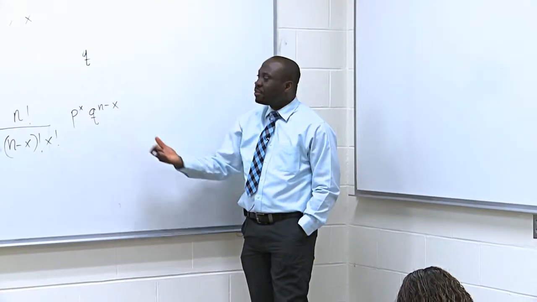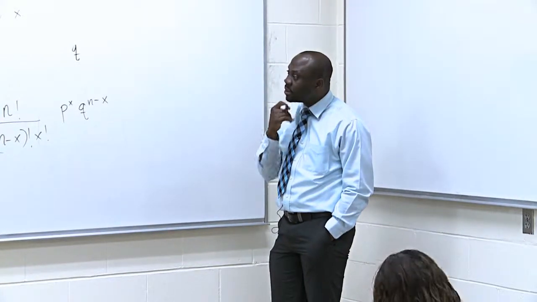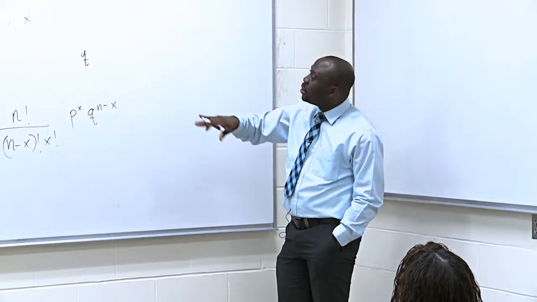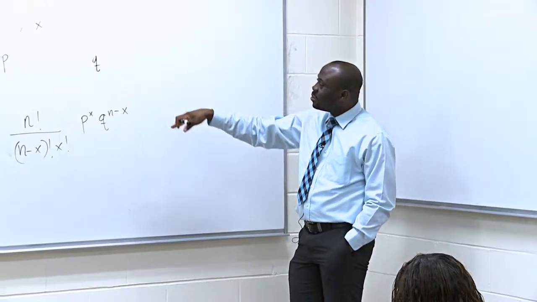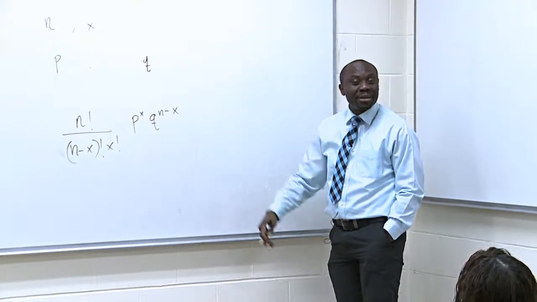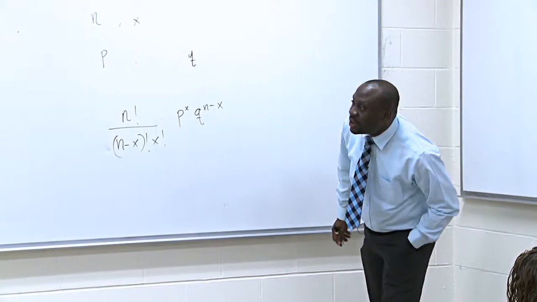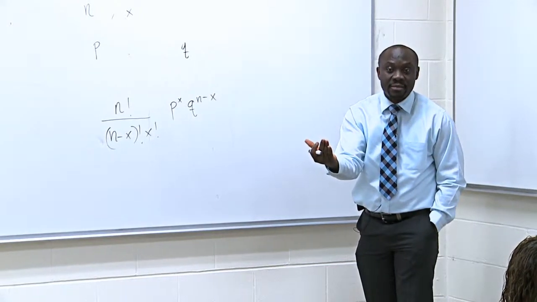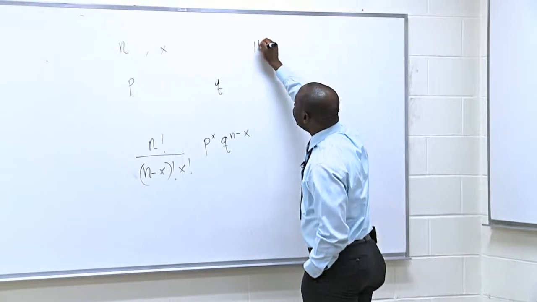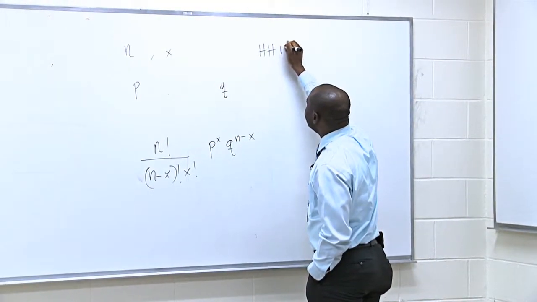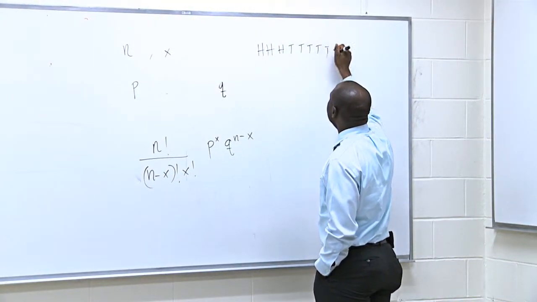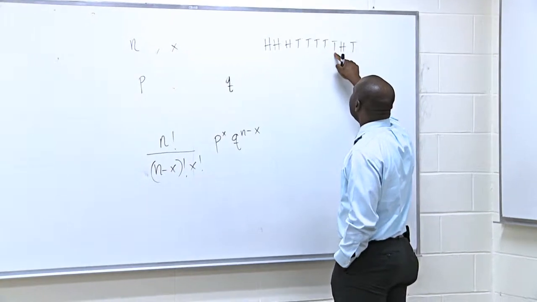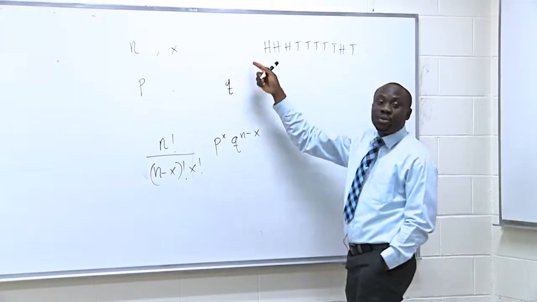Now, let me give you a typical example so that you know how to translate word problems into probability, before we even substitute into the formula. Suppose I have a coin and I decide to toss it 10 times. So I toss it the first time, I get head, second head, third head, then tail, tail, tail, tail, tail. Heads and tails, 1, 2, 3, 4, 5, 6, 7, 8, 9, 10. So I toss this 10 times.